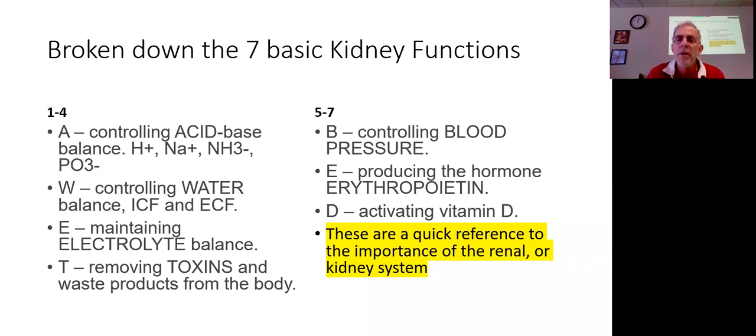Too little fluid, which we'll call dehydration, will typically lower blood pressure, sometimes into dangerous levels. And the production of that particular hormone, erythropoietin, and how it affects the centers where red blood cells are produced, like bone marrow, for instance. And of course, activation of vitamin D, which goes along with that production of erythropoietin. This is just a quick, ready reference of 7 basic functions of the kidneys.